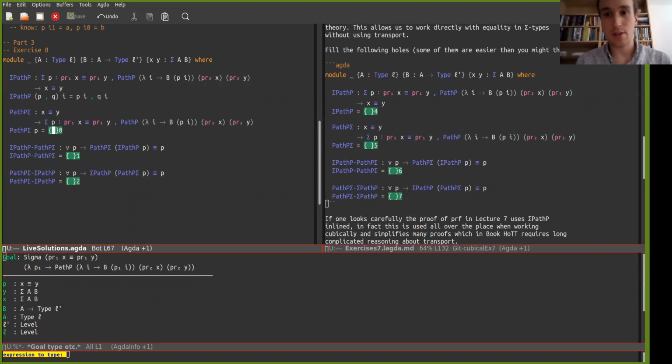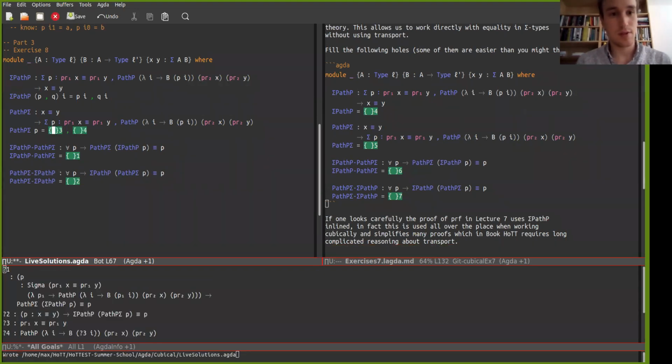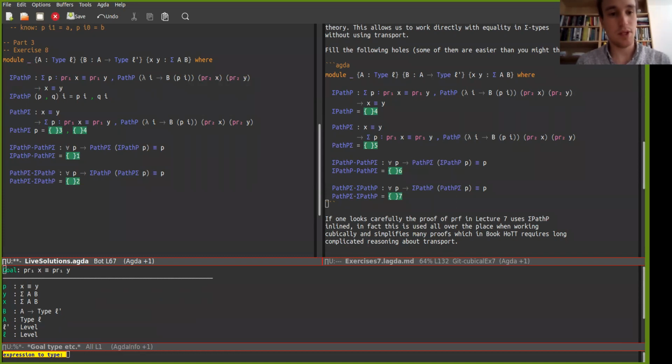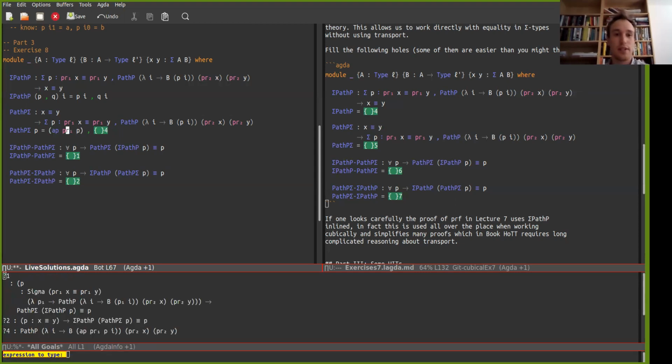Maybe for the way back, we give it two things. We give it a p, which is x equals y, and we have to prove that first projection of x equals the first projection of y. How do we do that? Maybe someone can write in the chat. Yeah, exactly. The idea is to use app. So this is really just app of projection 1 of p.